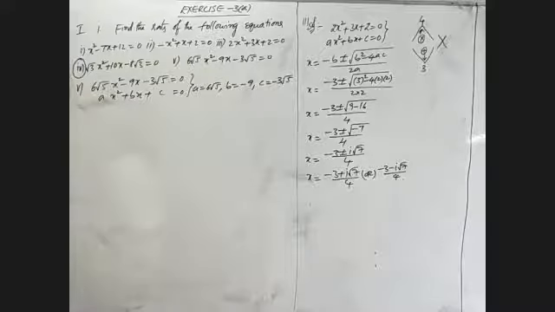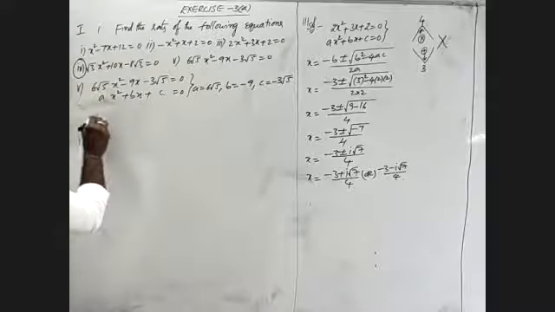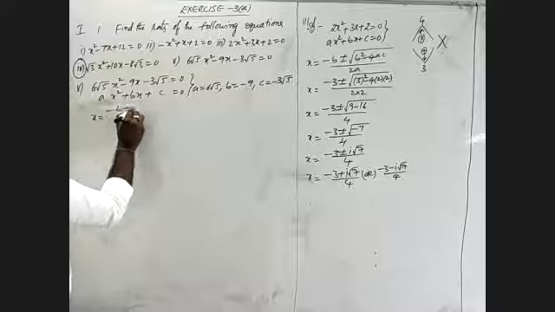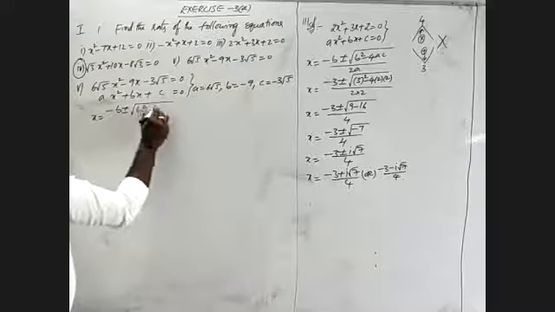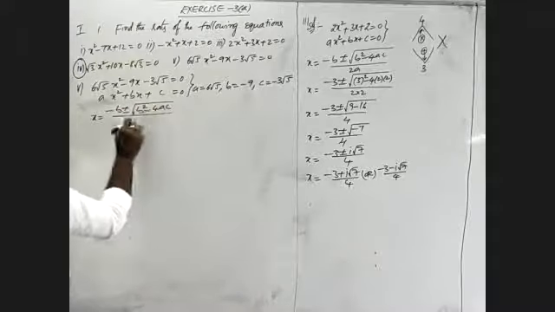Here also the factors do not satisfy, so I will take x is equal to minus b plus or minus root of b square minus 4ac by 2a.